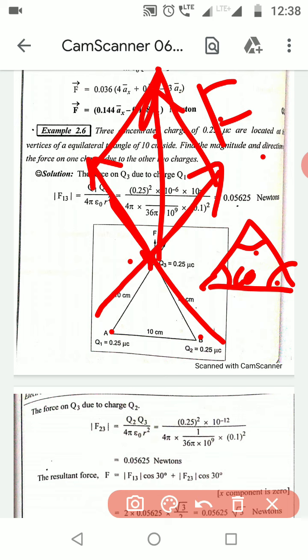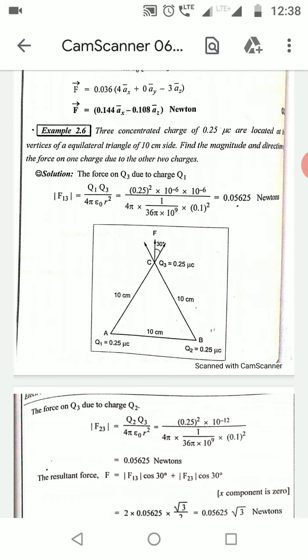Okay, first we need to find out the total force. Before that, we need to find out the individual force experienced by all charges. First, we need to find out the force experienced by q1 due to q3. That is, we can denote it as F13. Here the first charge is q1, second charge is q3. By using Coulomb's law, F13 equals first charge into second charge, q1 into q3, divided by 4 pi epsilon 0 r square.